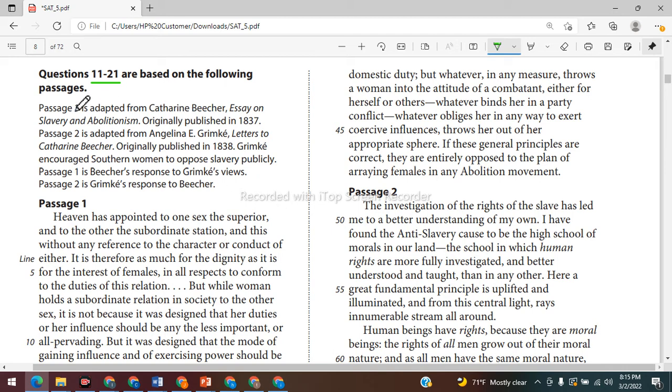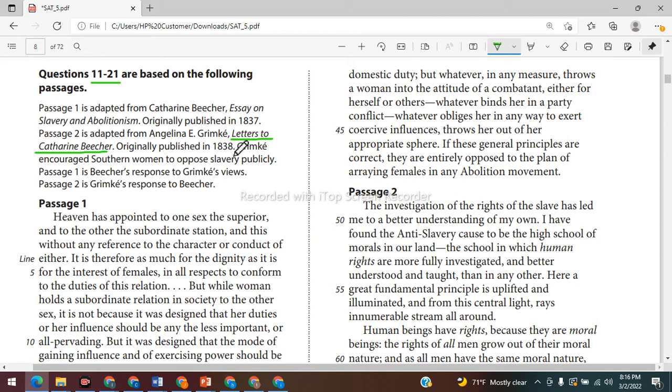So it says passage 1, so I'm going to read it. Passage 1 is adapted from Catherine Beecher, Essay on Slavery and Abolitionism, originally published in 1837. Passage 2 is adapted from Angelina E. Grimke, Letters to Catherine Beecher. Oh, so it's like one made a statement and the other one is commenting on it. So the first one was from Catherine Beecher, and this one seems like it's responding to it.